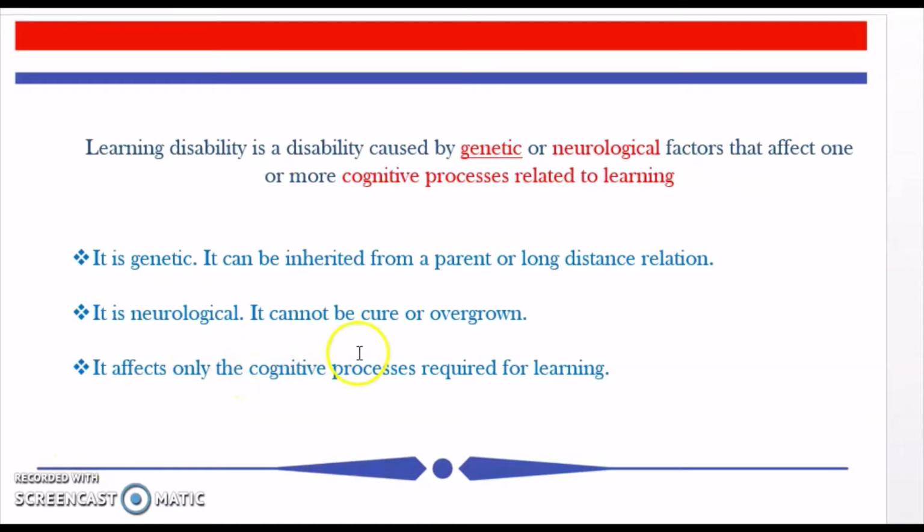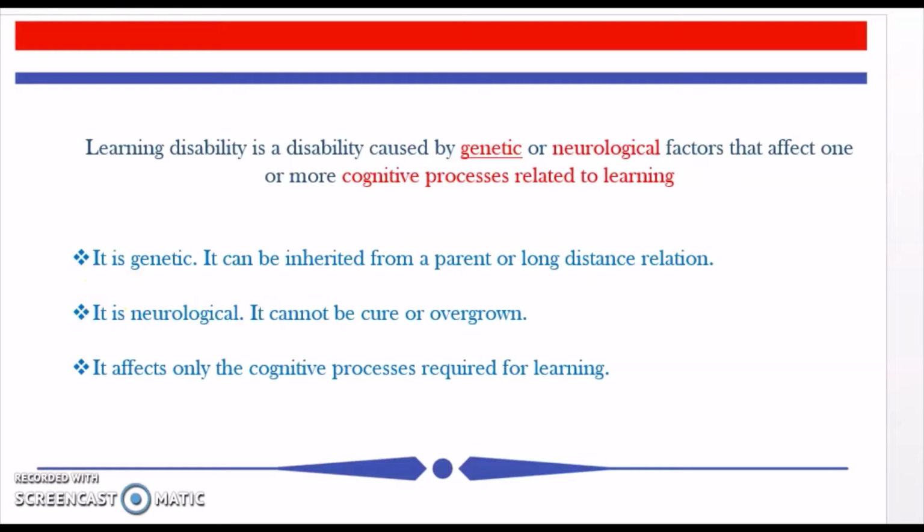Okay, then it affects only the cognitive processes required for learning. This means that in every other aspect the child is normal, the child is okay. Behaviorally, psychologically, he is okay. It's just that learning aspect in the classroom. That is why a learning disability is usually detected when a child starts school, when he starts performing so poorly. You know that it is a learning disability.